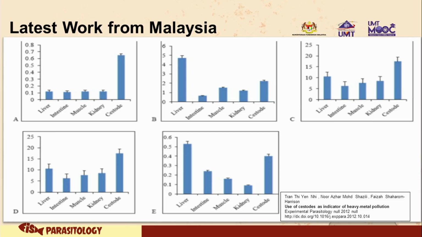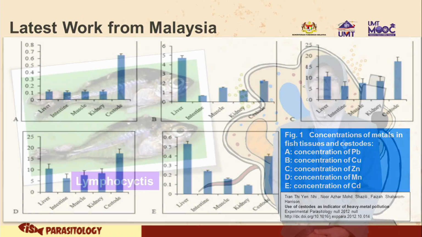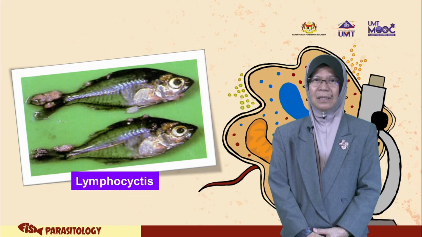This is the latest work from Malaysia, and it shows the effect of metal pollution on the fish and also on the parasite cestode Senga species. So the concentration in the tissues, for example, in the cestode, the lead concentration is higher compared to the ones in the tissues.